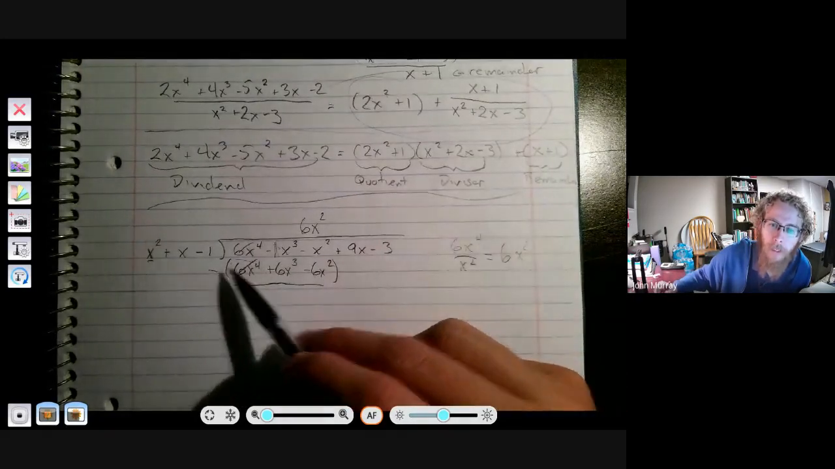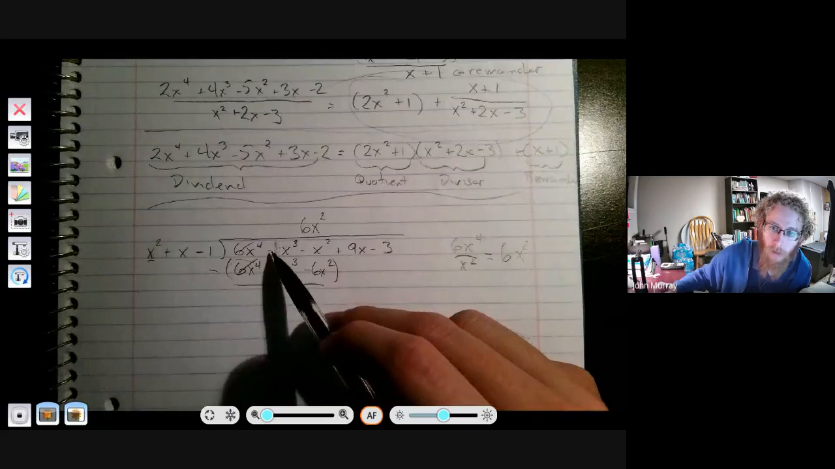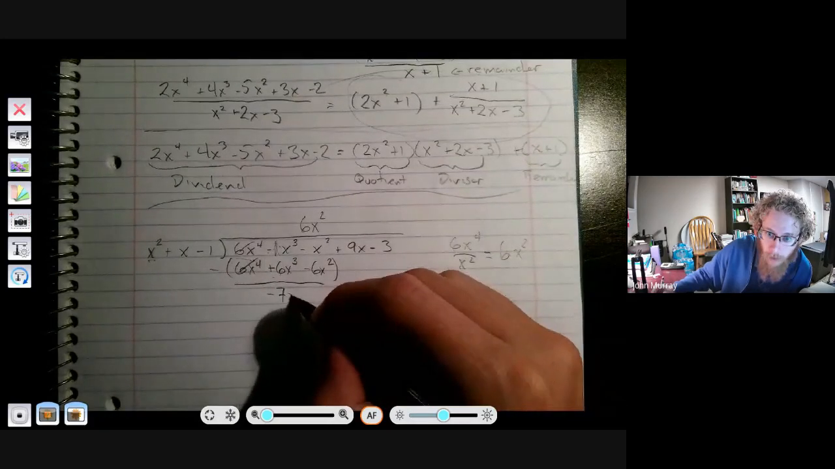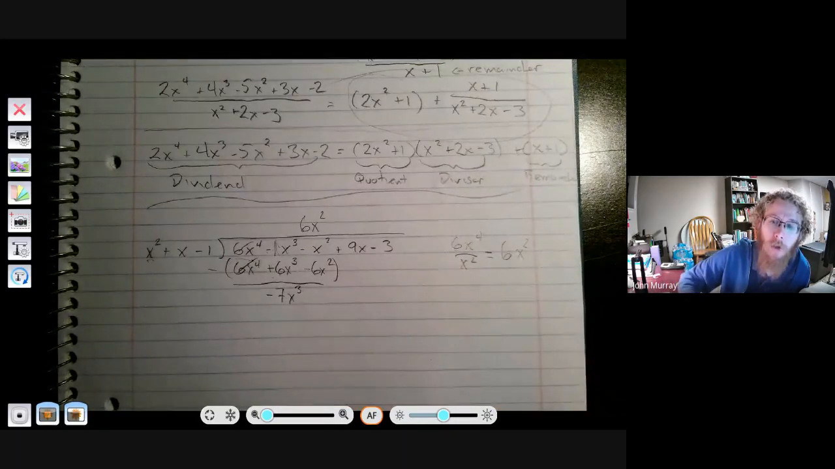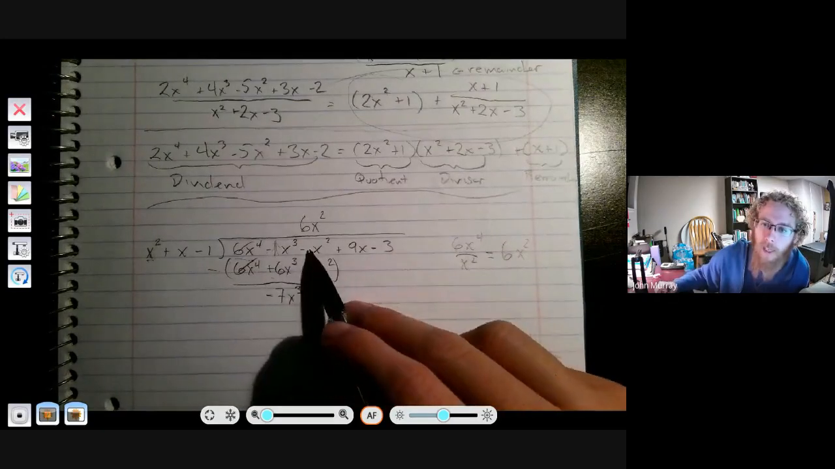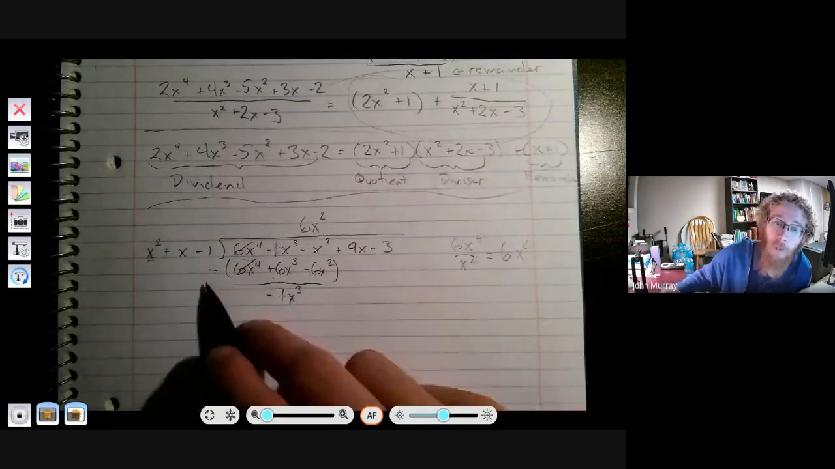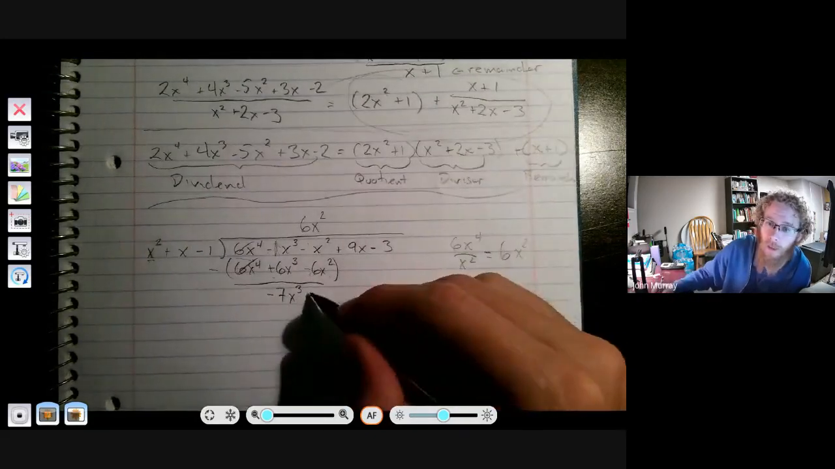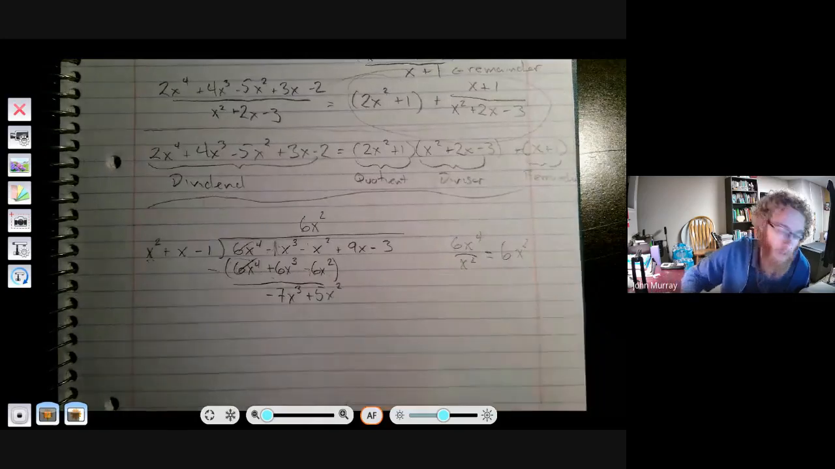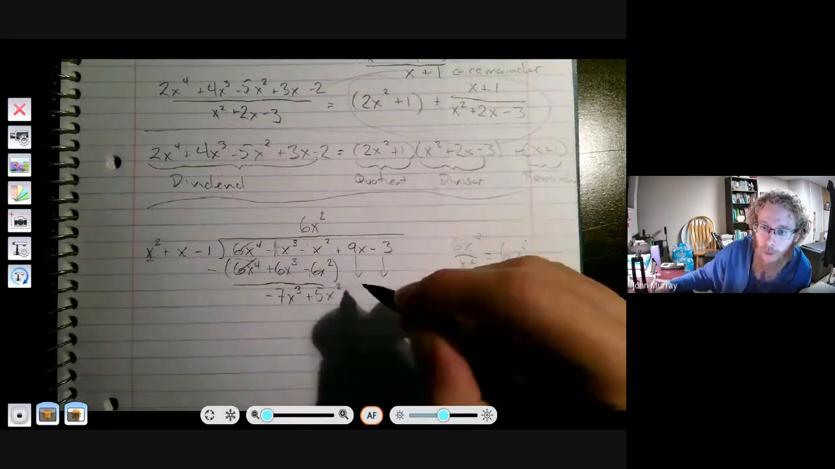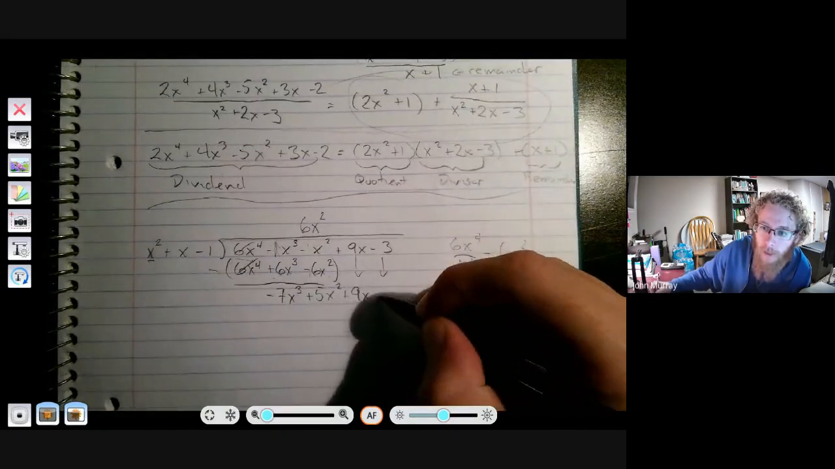Negative 1 minus 6 is the same as saying negative 1 plus negative 6. So down here, you should have negative 7x cubed. And here we have negative 1 minus negative 6, or negative 1 plus 6, so that will be 5x squared. All right, so that's what we get when we subtract. And now we bring down everything else.